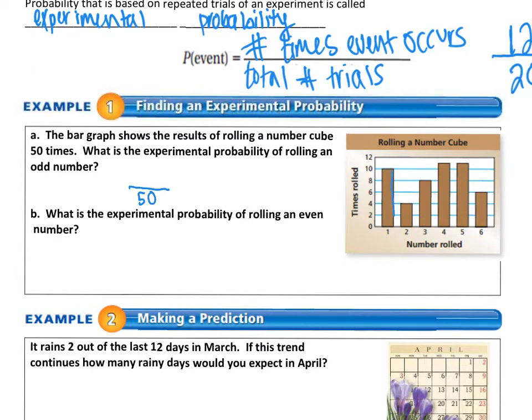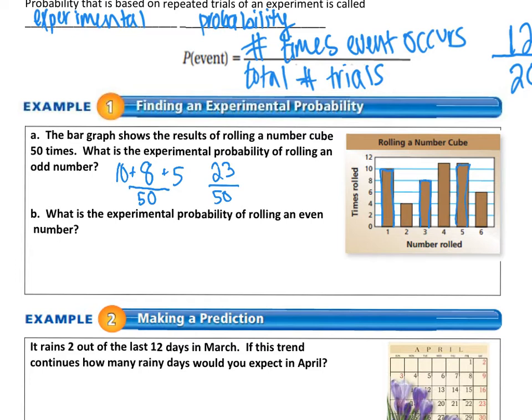Okay, so they rolled a 1 10 times, so we have to add up 10. Plus they rolled the 3, which is also odd, 8 times, so I add 8. And they rolled this 5 11 times, so add 11, and those are all of the odd numbers. They rolled an odd a total of 23 out of those 50 times.